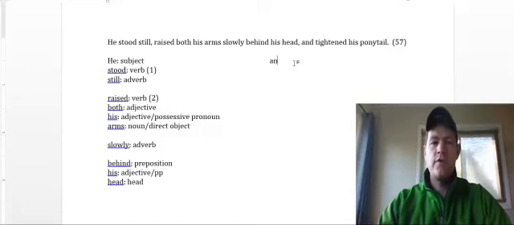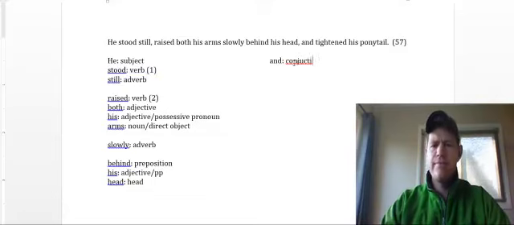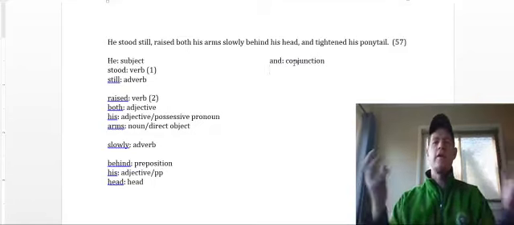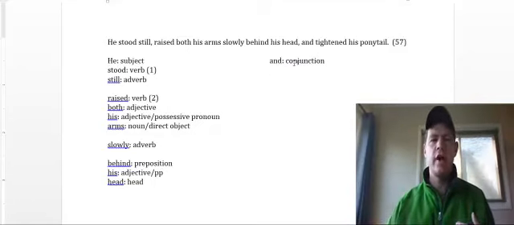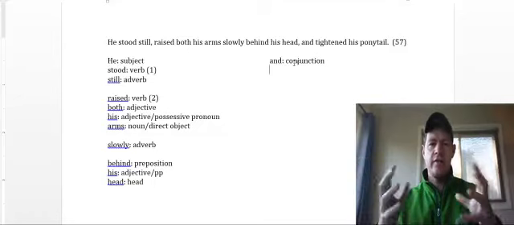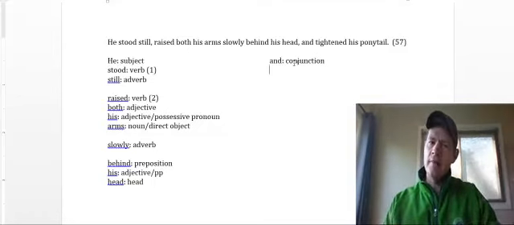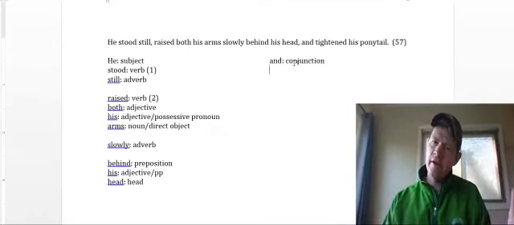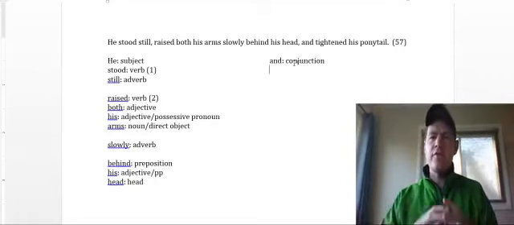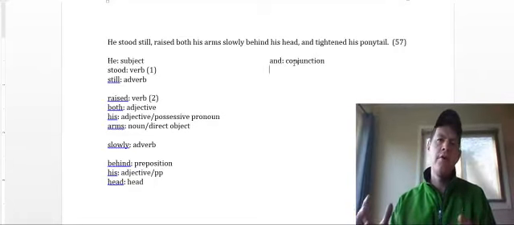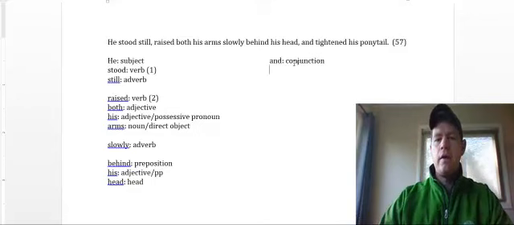So, what's this word and doing? And is called a conjunction. Conjunctions connect different kinds of language, right? So here we have a list, and it's tying the list together. So he stood still, comma, raised both his arms slowly behind his head, comma, and tightened his ponytail. So anytime you have a list, before the final component of the list, you're going to use a conjunction.